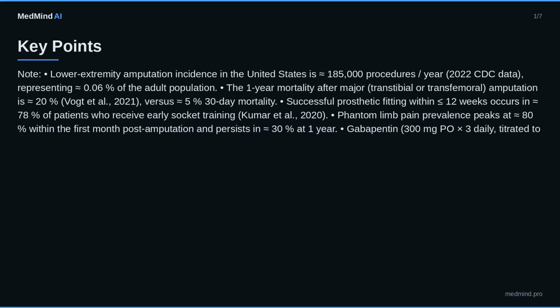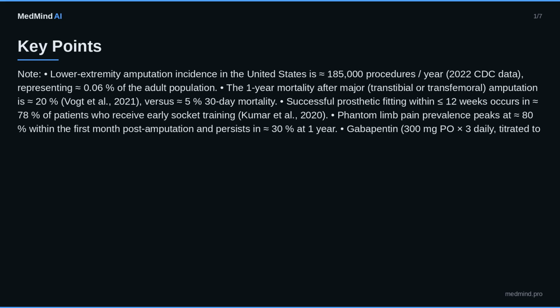Key points. Note: lower extremity amputation incidence in the United States is approximately 185,000 procedures/year, 2022 CDC data, representing approximately 0.06% of the adult population. The 1-year mortality after major, transtibial or transfemoral amputation is approximately 20%, Voigt et al., 2021, versus approximately 5% 30-day mortality. Successful prosthetic fitting within less than or equal to 12 weeks occurs in approximately 78% of patients who receive early socket training, Kumar et al., 2020.